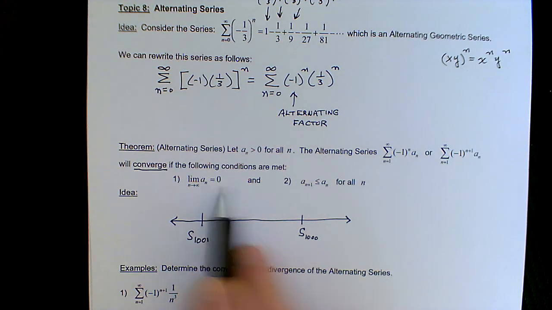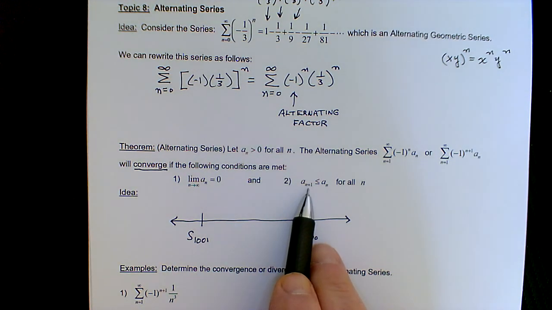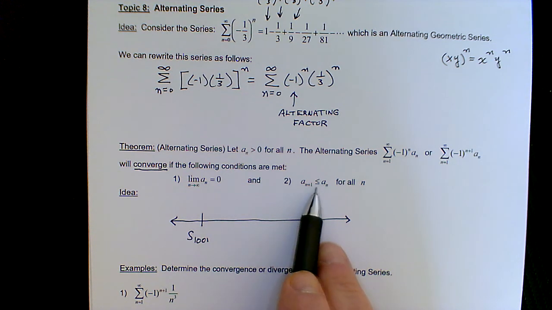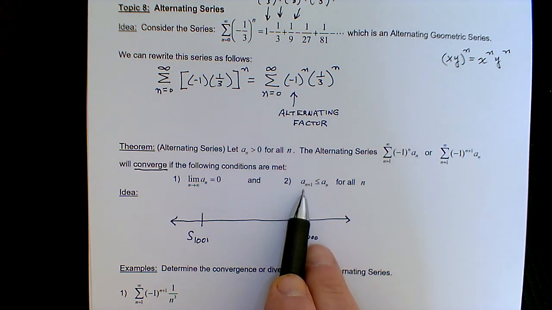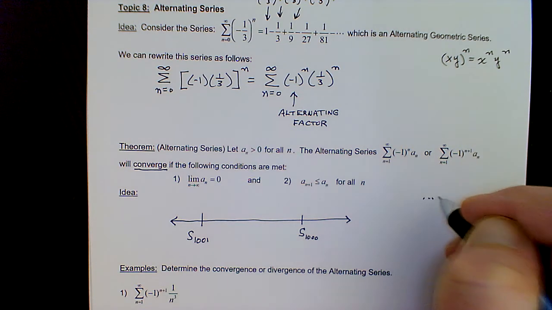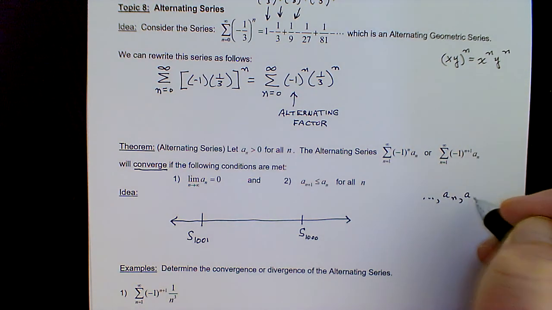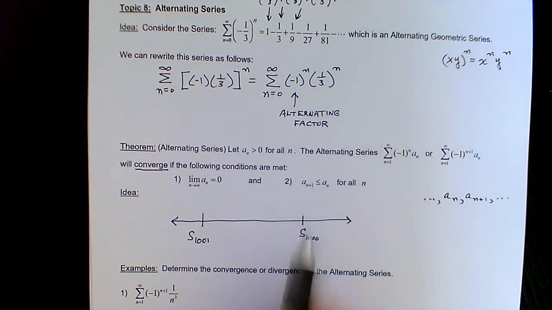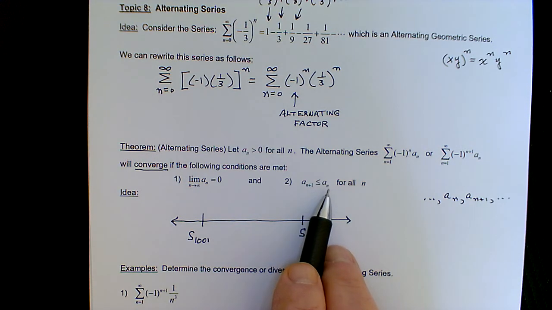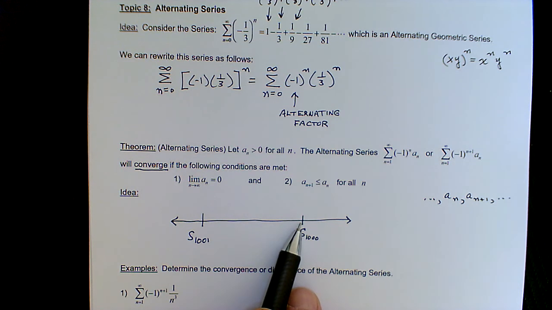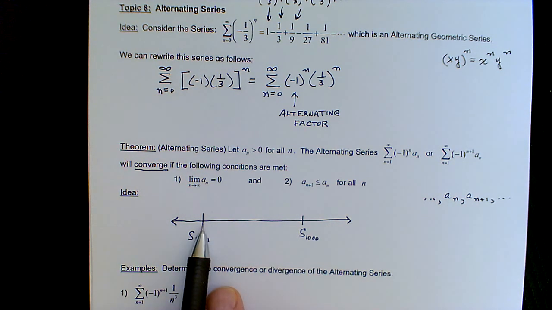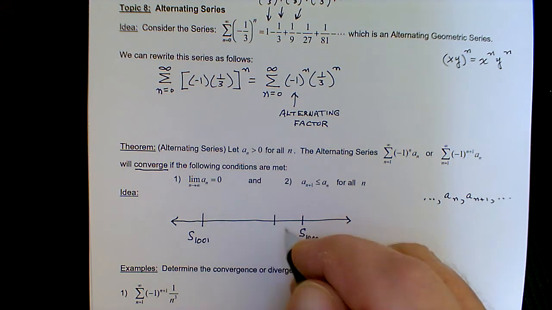But if these two conditions are true, what this is saying is that the next term is smaller than or the same as the previous term. So a sub n plus 1, when we write out the terms of a series, a sub n here, a sub n plus 1 is the next term. So it's saying the next term is smaller than the previous term. Well, that would mean that if this was a negative term that we added on, the next term that we add on will be positive, but it's going to be smaller than this distance. So therefore, maybe somewhere over here is the 1,002nd partial sum.